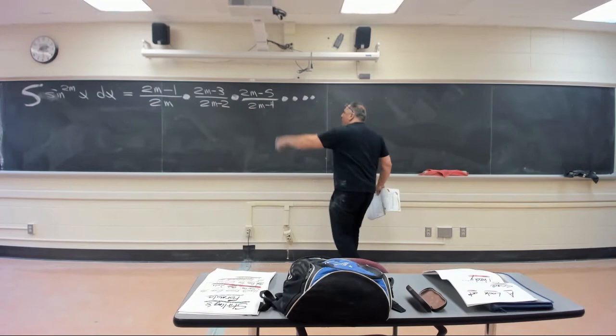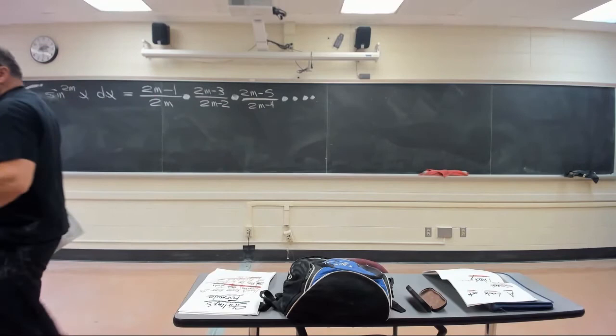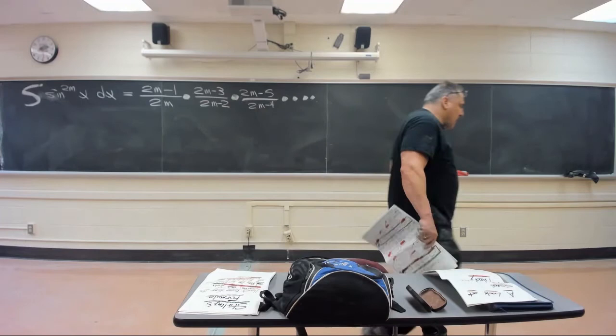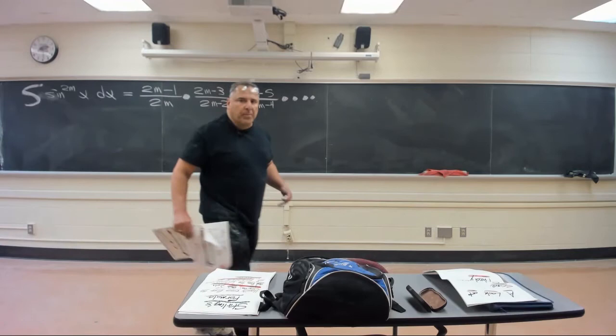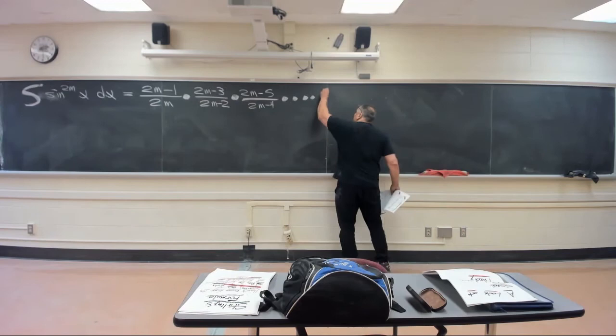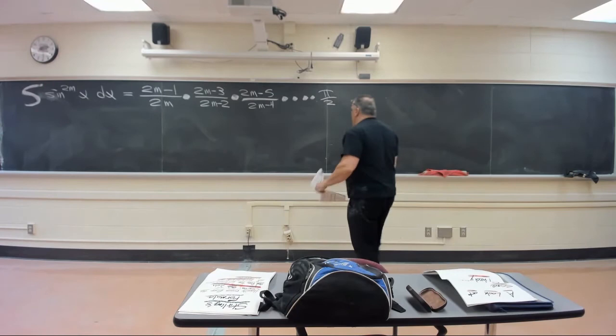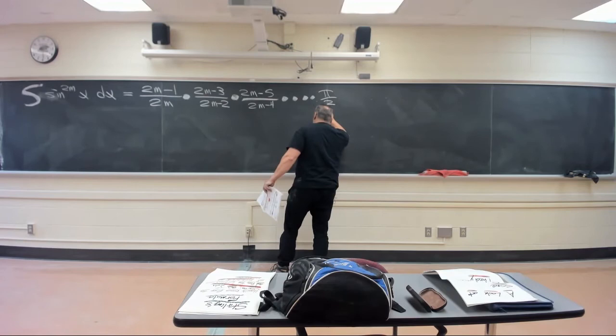You reach the point of sine squared, the integral of sine squared of x dx, and that comes out to 1 over 2, and then you subtract 2 from the 2, you got sine to the 0 of x dx, and that got you the pi over 2. So important. How many factors are there here? There's m of these, and tack that extra one at the end, m plus 1 of those factors. The other one also has m plus 1 factors.